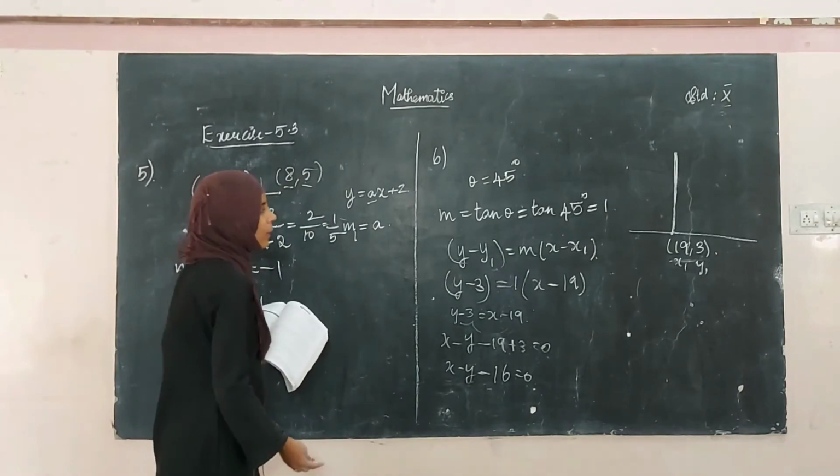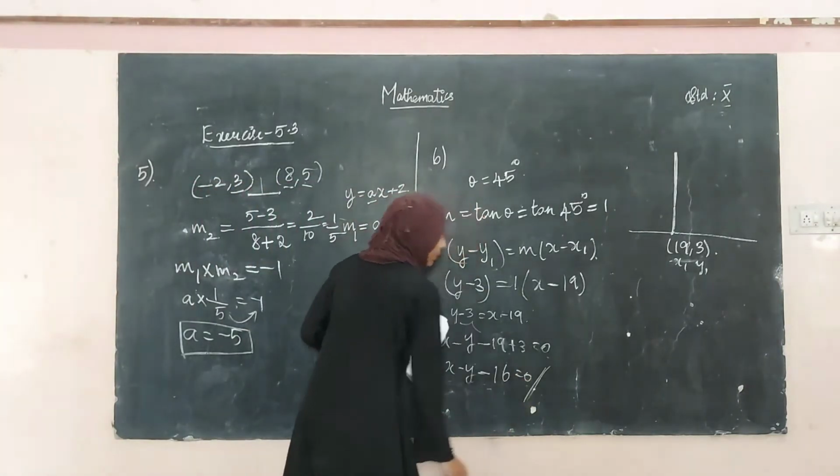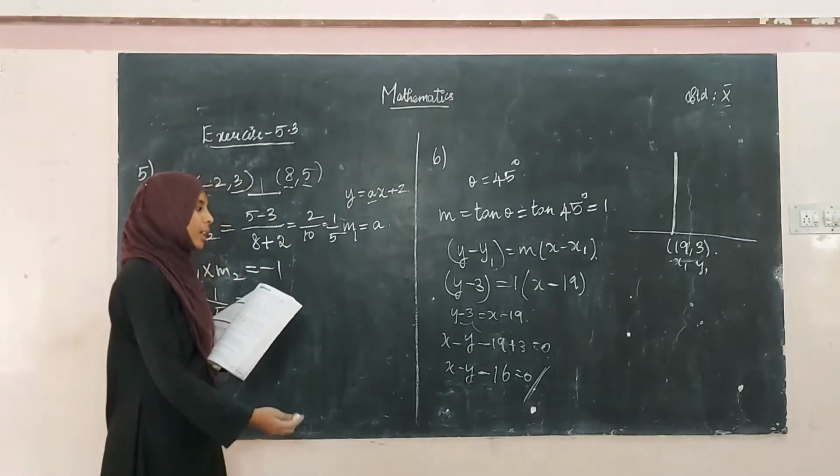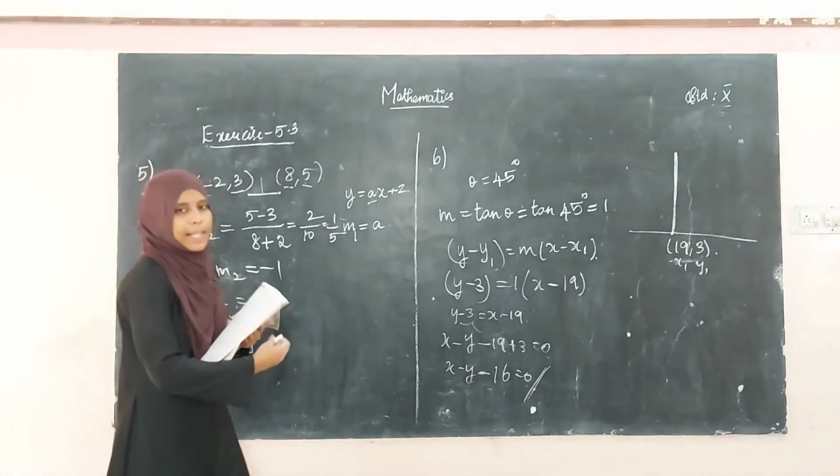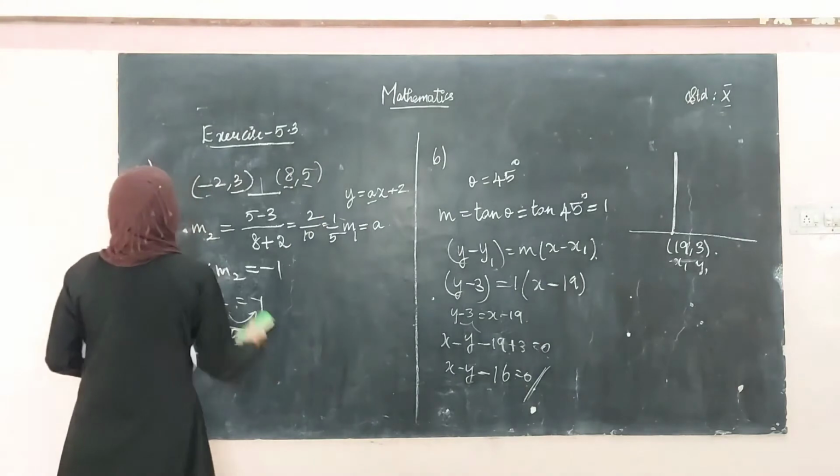Okay, so this is the required equation of the hill. You have to write in words, so the required equation of the hill is x minus y minus 16 equal to 0. See the 7th sum.